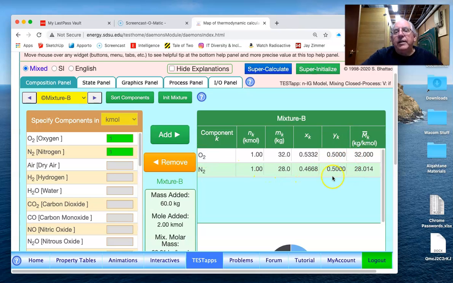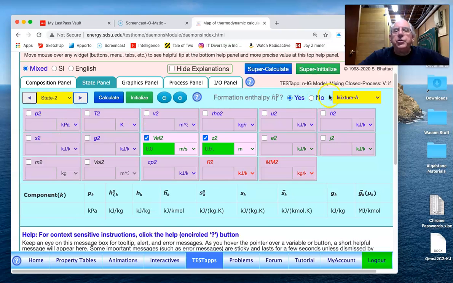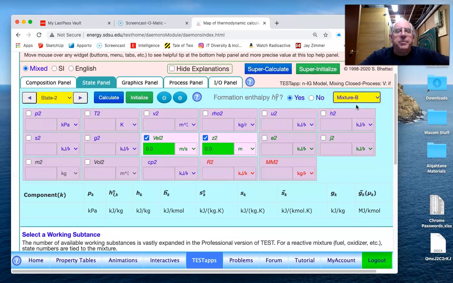And so we see that the mole fraction is 0.5, 0.5, and our mass fraction, which we're going to write down, is 0.5332 and 0.4668. Okay, the first being for oxygen and then nitrogen. And so we want to keep this in mind as we get ready to set up our mixture C. And so now that we have mixture B, we can now go to state 2, which we're going to designate as mixture B.